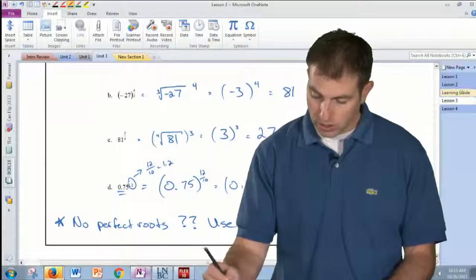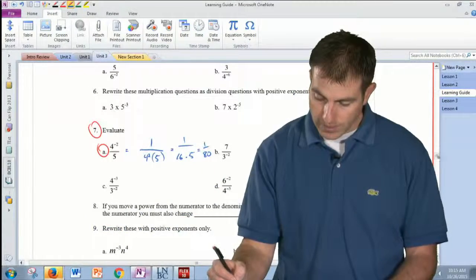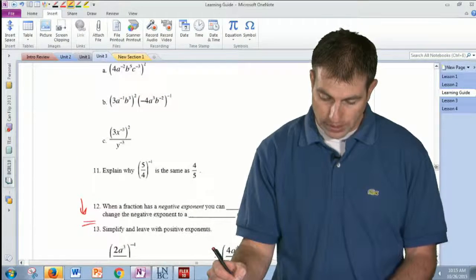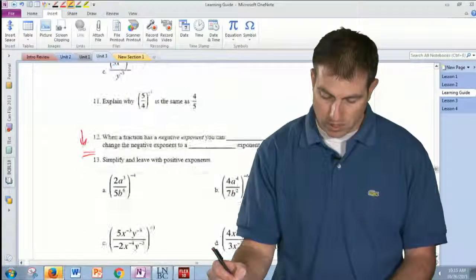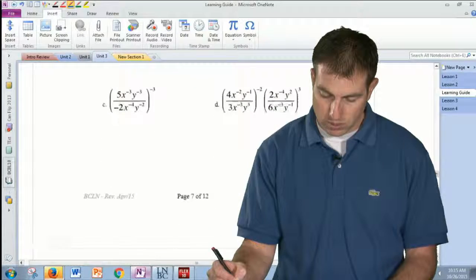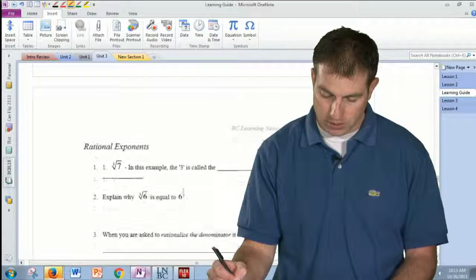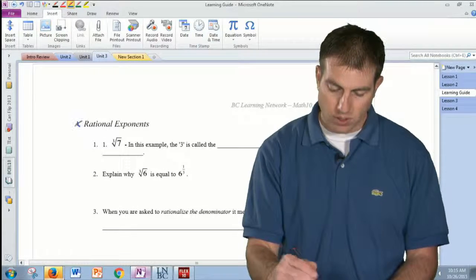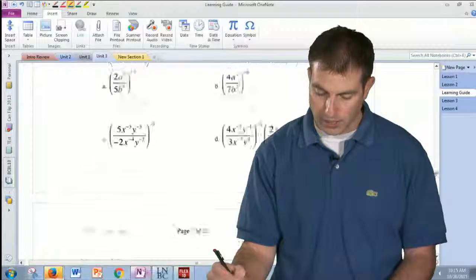Let's take a quick look at the learning guide. I asked you guys to do up to 12. You had some negative exponents there, but nothing crazy in terms of fractional exponents or rational exponents. So hopefully you had a chance to do that.